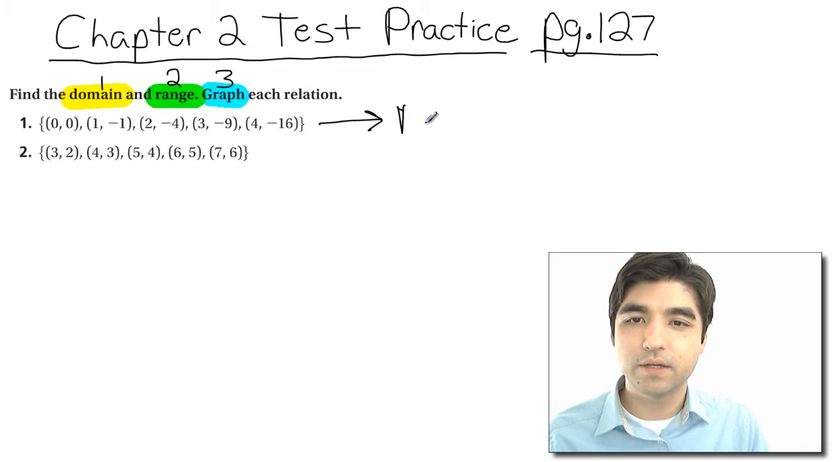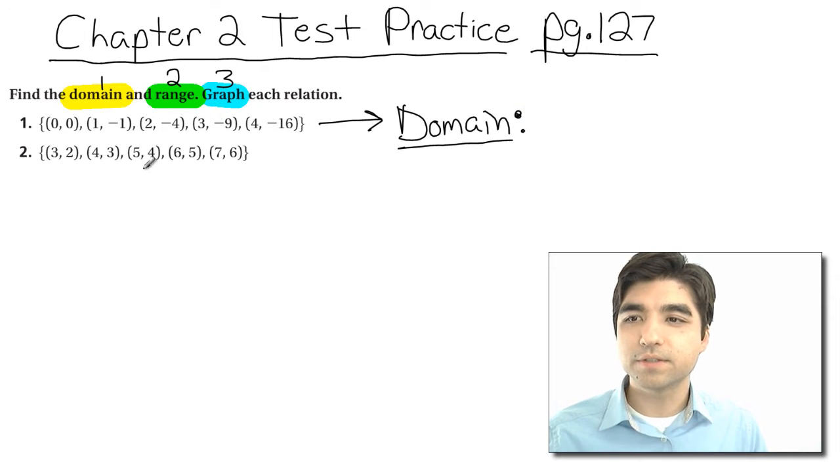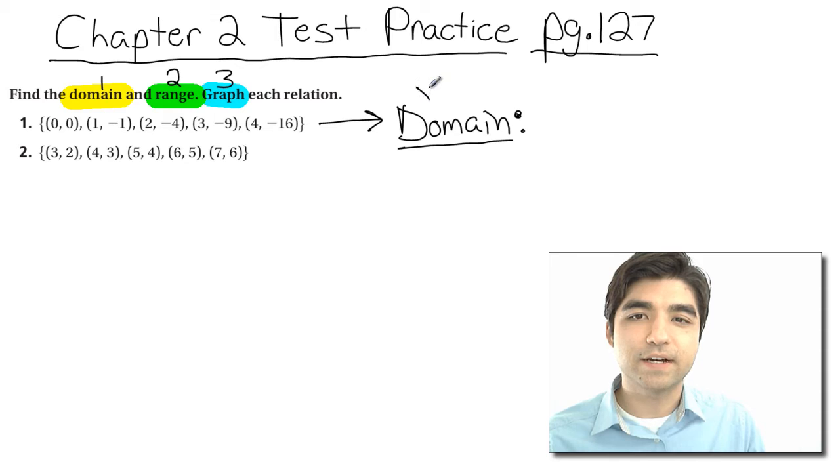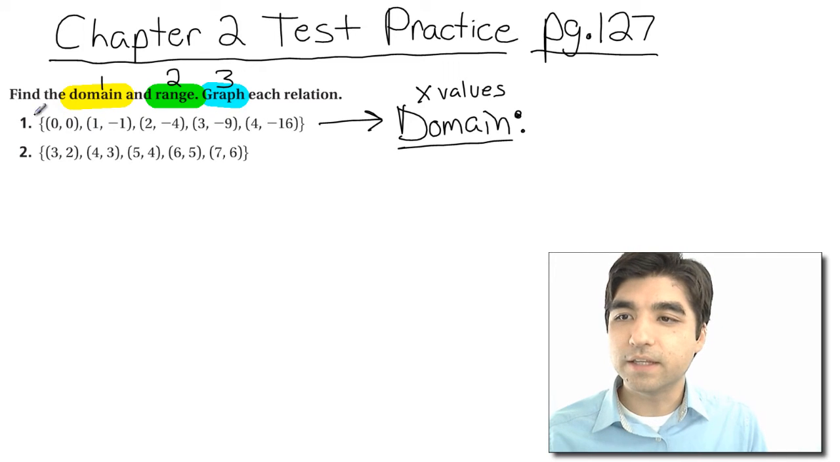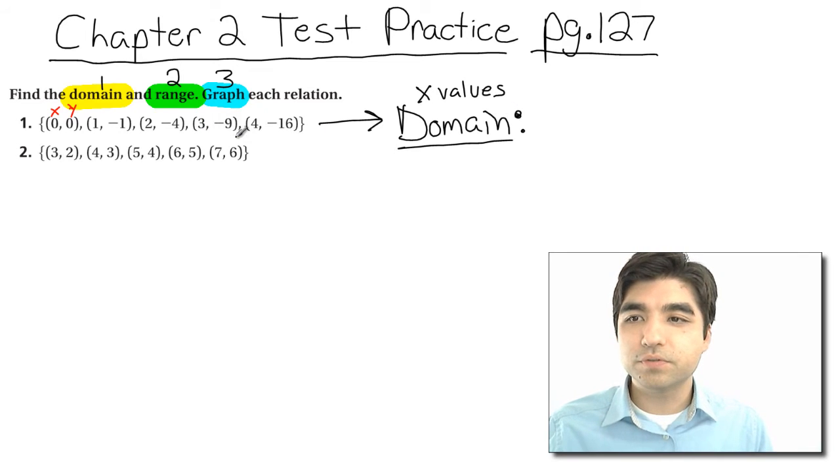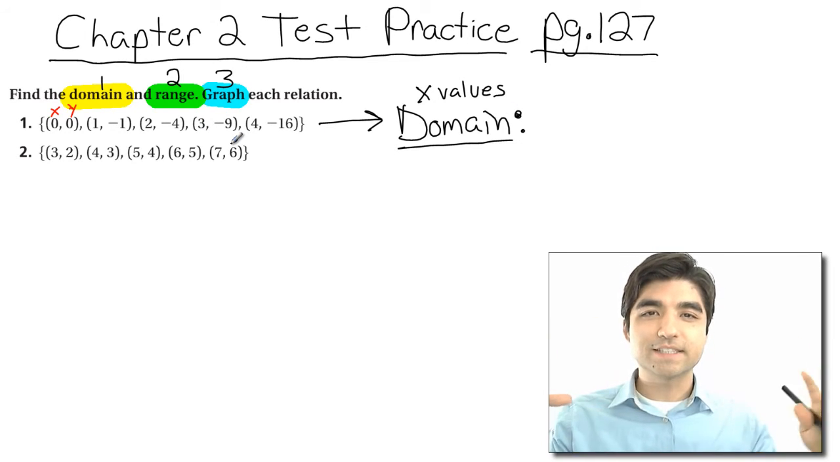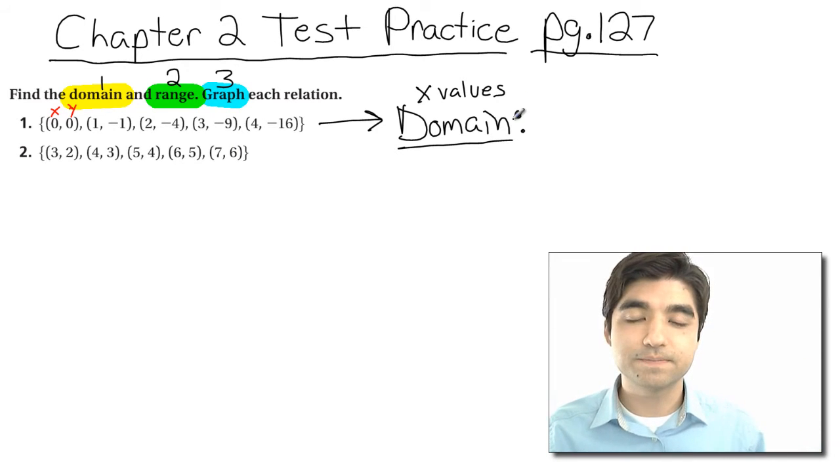So I'm going to do domain, and so the domain is all the x values. So hopefully you already know that. And in a set of ordered pairs, the first number is always the x value, and the second number is always the y value. So to do a domain, they want you to list all the x values that this particular function has.